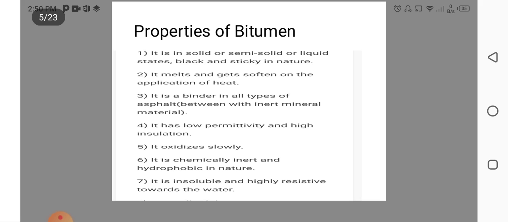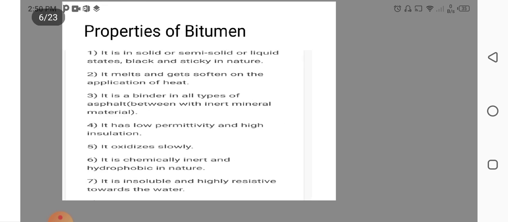Properties of bitumen. Bitumen is in a solid, semi-solid or liquid state, black and sticky in nature. We are already familiar with bitumen used in road construction. It melts and gets softened on the application of heat. It is a binder in all types of asphalts. It has low permeability and high insulation, so it is used in road construction. It oxidizes slowly, is chemically inert and hydrophobic in nature. It is insoluble and highly resistant to water.